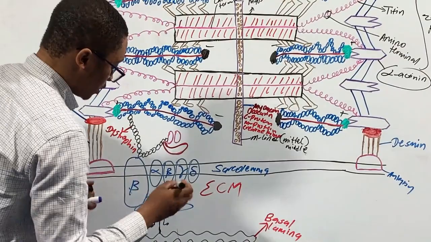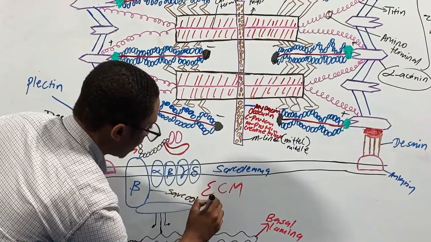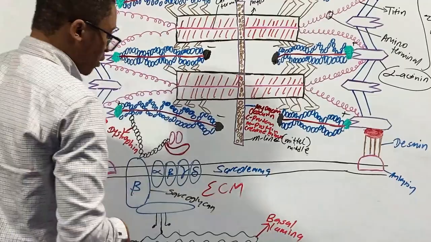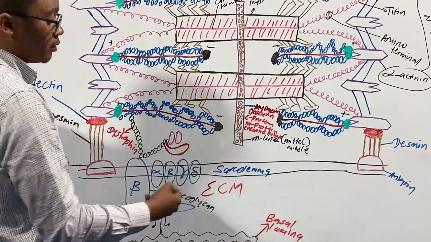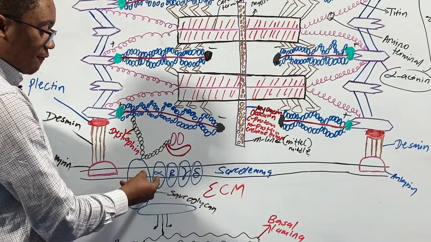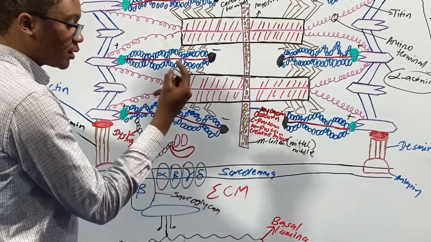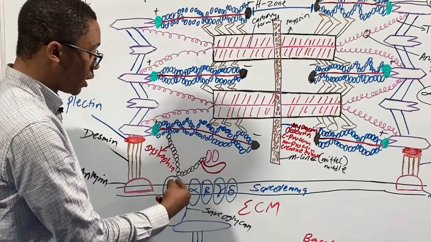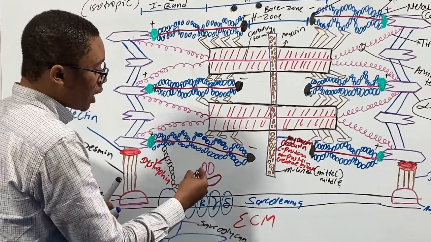Cycloglycan has five subunits: beta, alpha, beta, gamma, delta. So these are the five subunits of cycloglycan. This dystrophin attaches to cycloglycan. Not only cycloglycan, it also attaches to this other protein complex here.